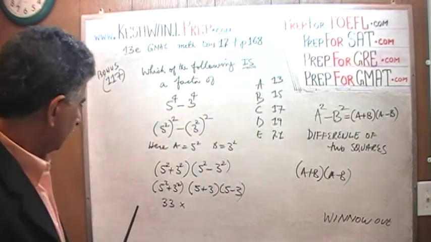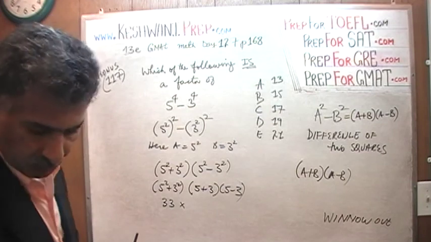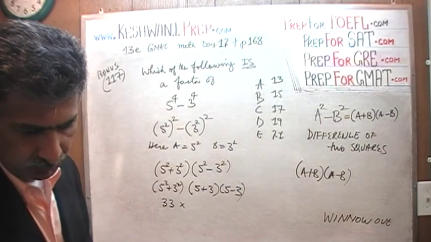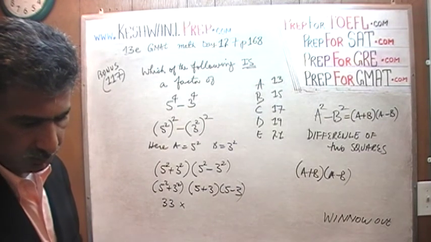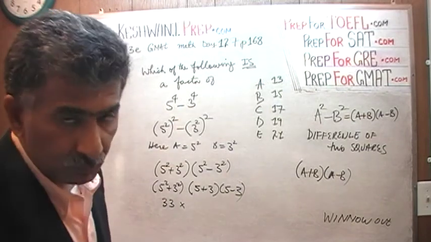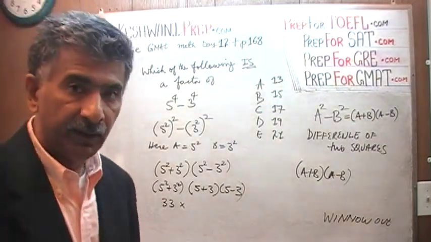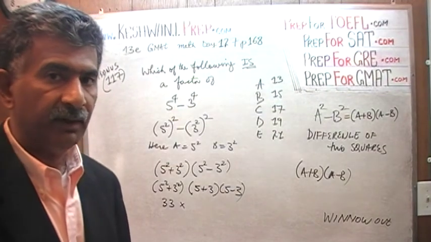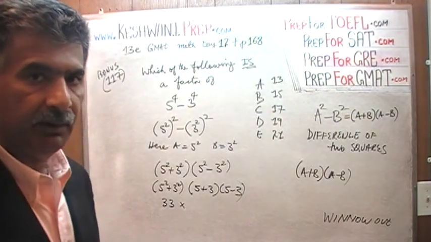Did I make a mistake? 25 plus 9, something is not right. Not 33. 25 plus 9, not 25 plus 8. 25 plus 10 is 35, therefore 25 plus 9 must be 34.